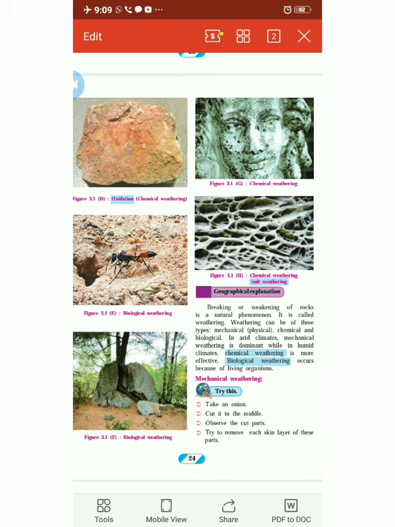See, geographical explanation. Breaking or weakening of the rocks by natural phenomena is called weathering. Weathering can be of three types: mechanical weathering, that is physical, chemical and biological. See, what is mechanical? Mechanical is like you're doing the physical thing in the atmosphere.